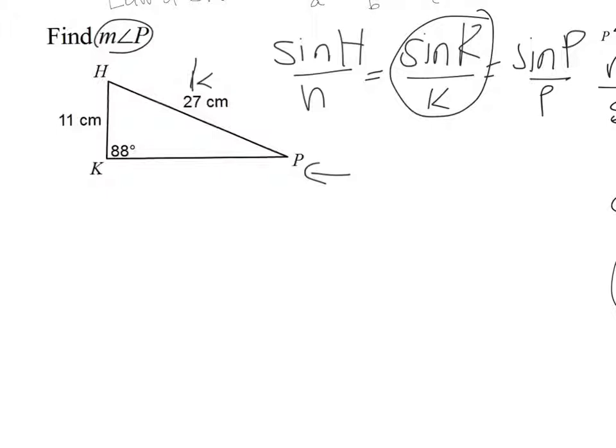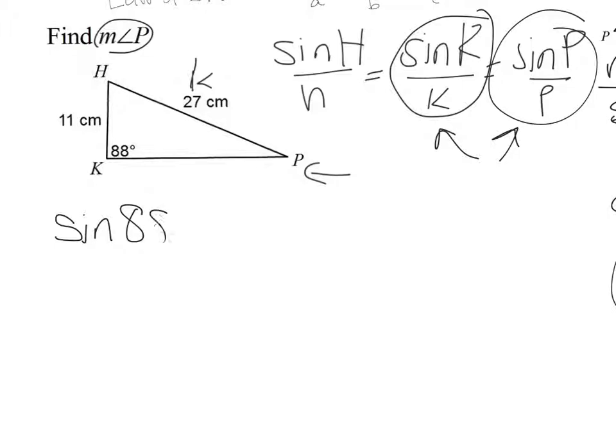So the other piece of my formula that I want to use is the version with the P. So that H, that's not really useful. I don't really need him. I'm just going to use these two pieces. So I'm going to go ahead and set this up and plug it in. So I'm going to have sine of angle K, which is 88, over little k, which is 27. And that's going to equal sine of big P, which we don't know. That's what we're solving for, over little p, which is 11.